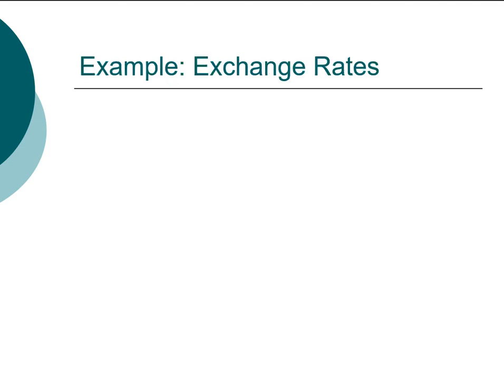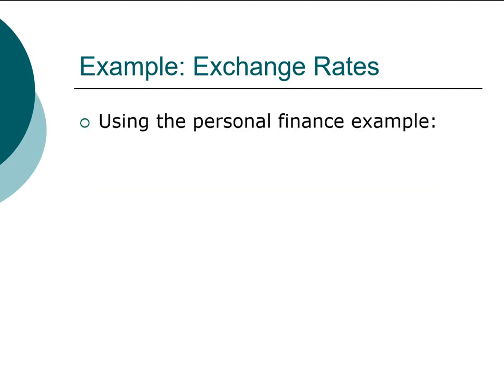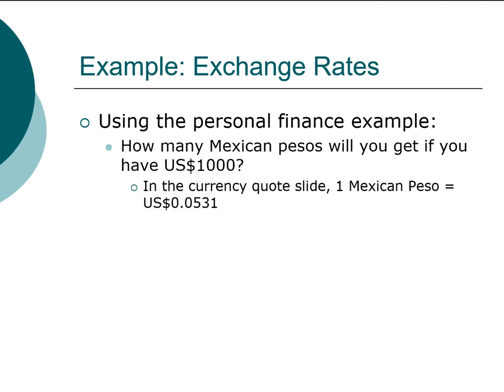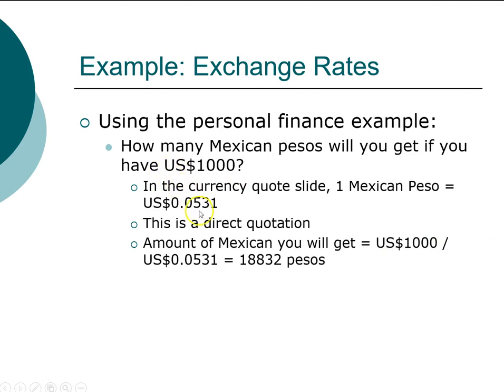Now let's take a look at the example that we posted earlier and use the information we have to answer those questions. Remember that you want to find out how many Mexican pesos you'll get if you have $1,000. In the graph that we just saw, we see that one Mexican peso is equal to 0.0531 US dollars. So if you have $1,000, this is a direct quote. So to use that, you can do the cross multiplication. So if you have $1,000 and each Mexican peso can translate into 0.0531 US dollars, you can find the Mexican pesos you can get. So remember that this formula works when this is a direct quote. So the amount of pesos you'll get is $1,000 divided by the direct quote, or you can get 18,832 pesos.